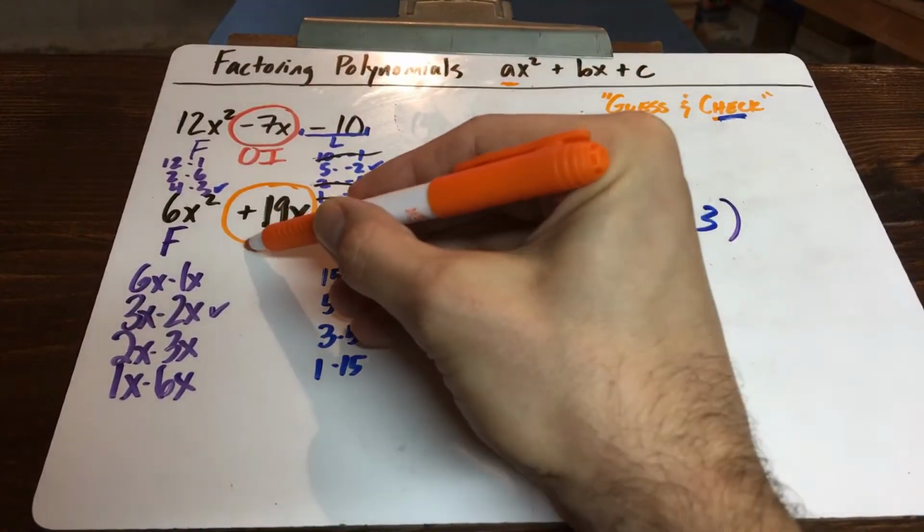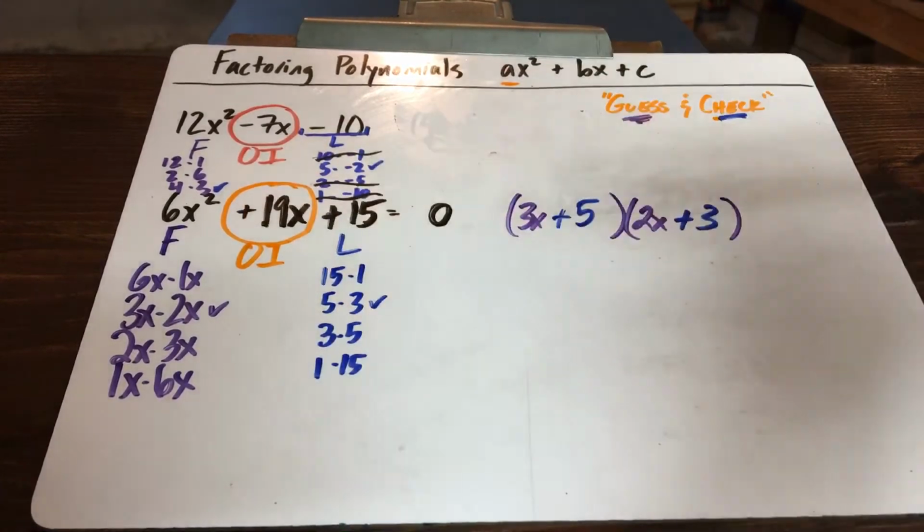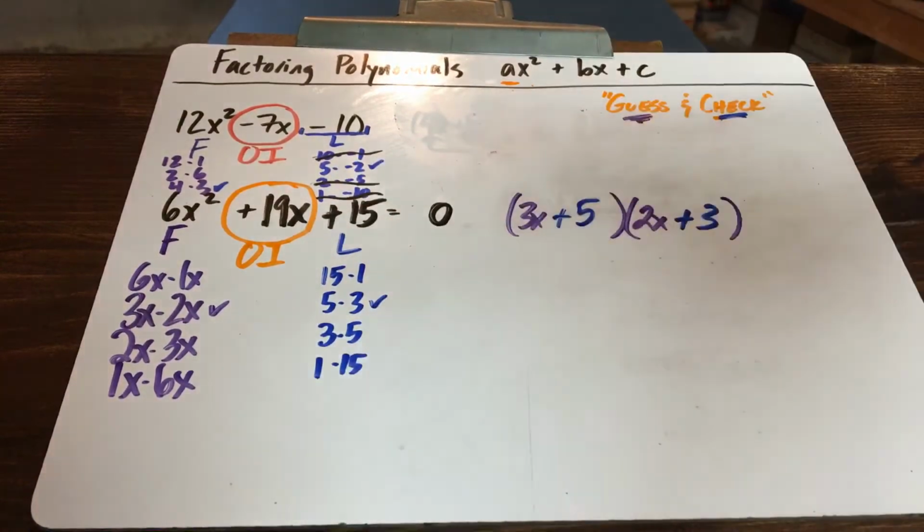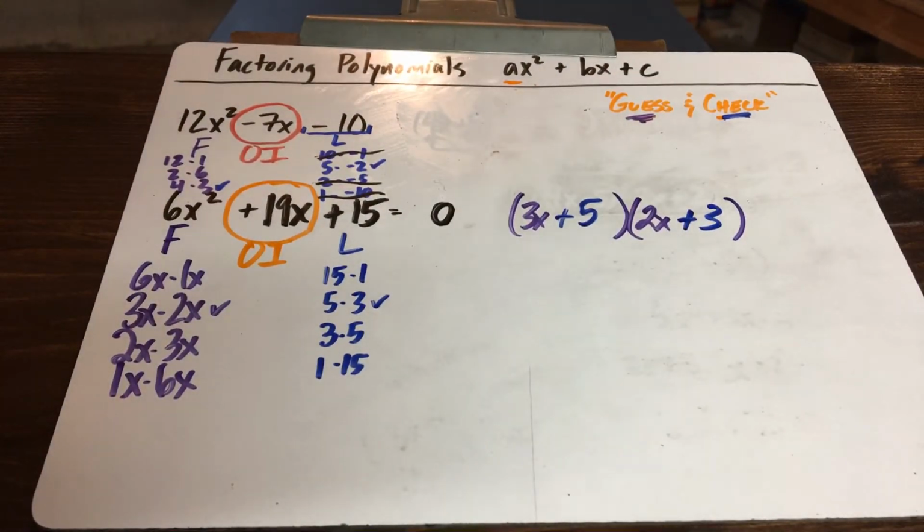Our OI in FOIL, the O and the I, have to equal positive 19x. So that is a sign that these are both plus signs. If that would have been minus 19x in the middle, we would have had to switch those plus 5 and plus 3 to negative 5 and negative 3. But luckily we got it with plus signs there.